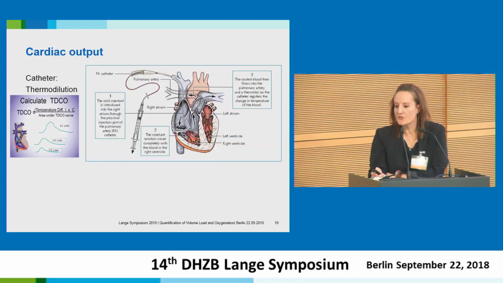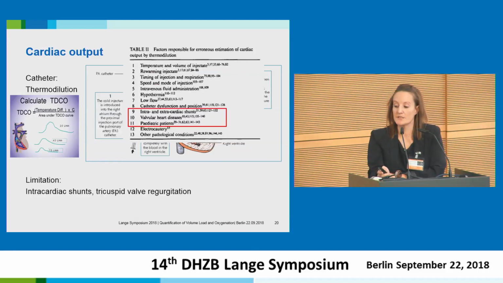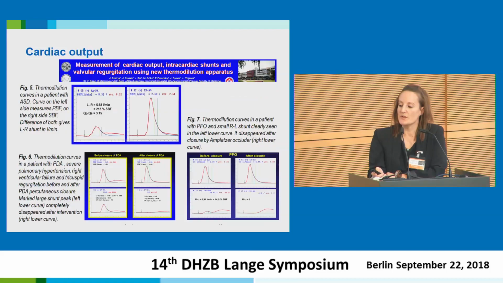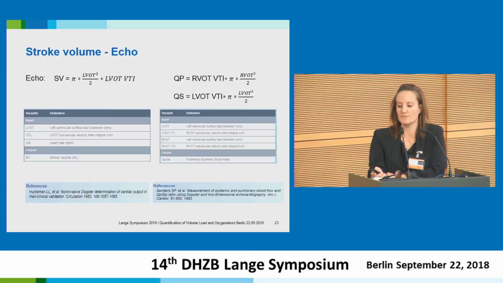Another quantification of cardiac output is thermodilution in cardiac catheterization. However, the limitations are said to be intra and extracardiac shunts, valvular heart disease, and pediatric population. So this doesn't seem very suitable for our patient cohorts. However, recent studies have actually suggested to use thermodilution with the probe in the pulmonary artery and in the aorta, and actually measure systemic blood flow and pulmonary blood flow and calculate the Qp/Qs.